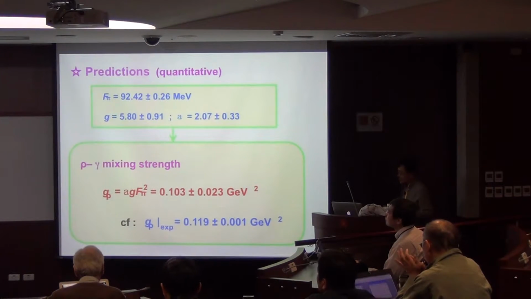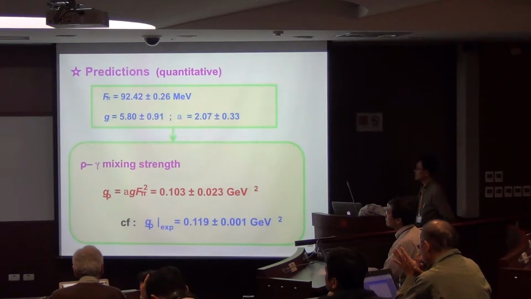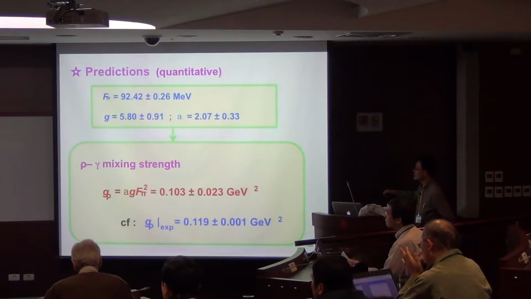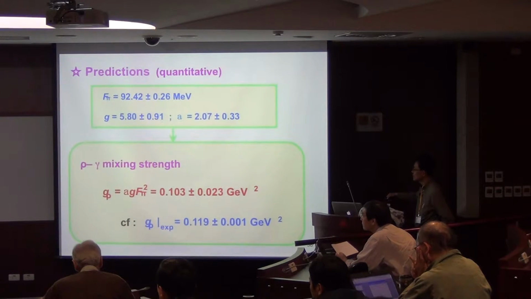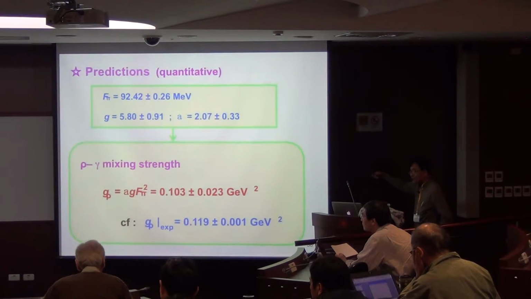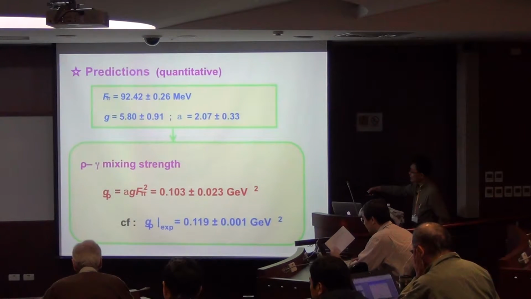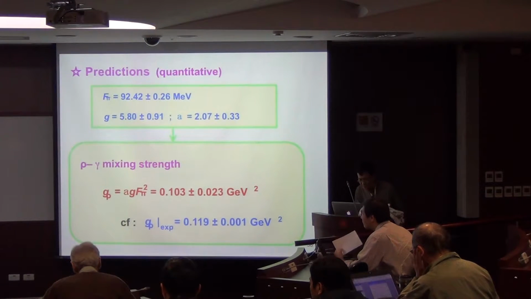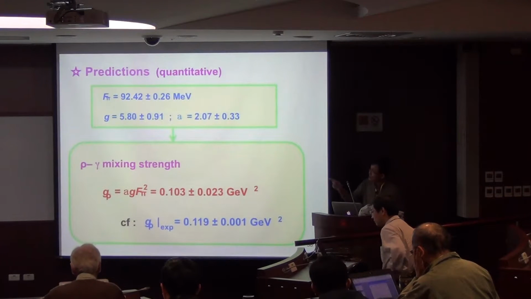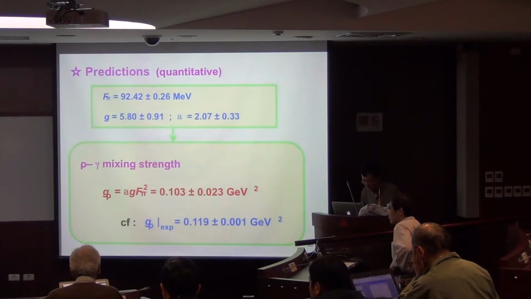Then these are the predictions. Of course, using this value you can calculate the rho mixing strength, which is this, and this is the experimental value. Of course, this should be consistent because I put the 15% error in such a way that this prediction agrees with this experimental value. I should not say this is a prediction, but anyway.